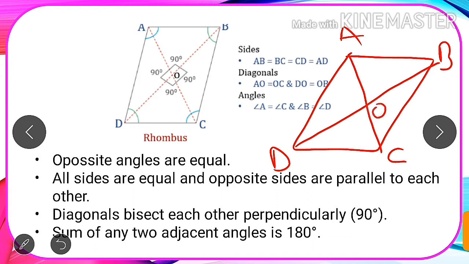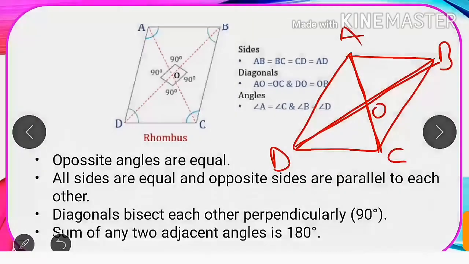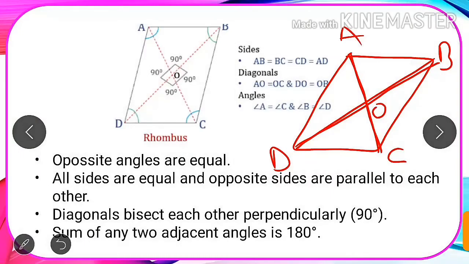Let the intersecting point be O. If this is the intersecting point and AC and DB are the diagonals, then according to the property of this rhombus, OD will be equal to OB, because this diagonal cuts the other diagonal equally. That means DO will be equal to OB.